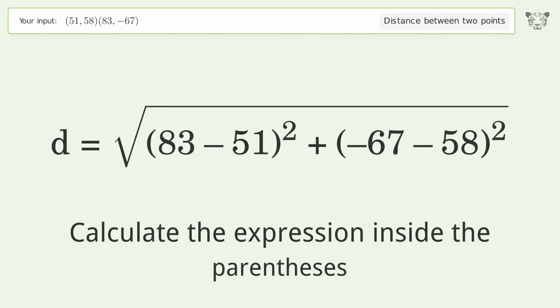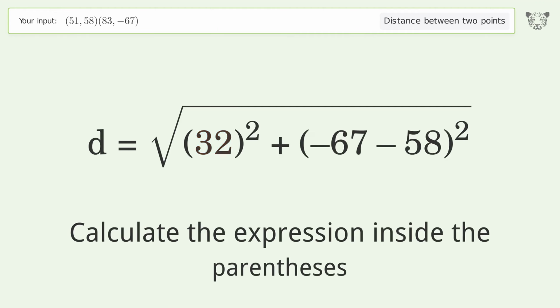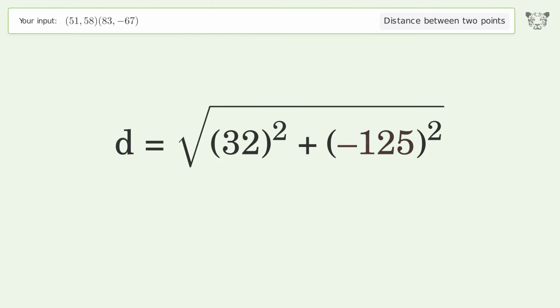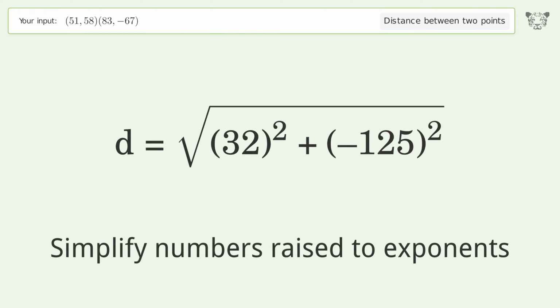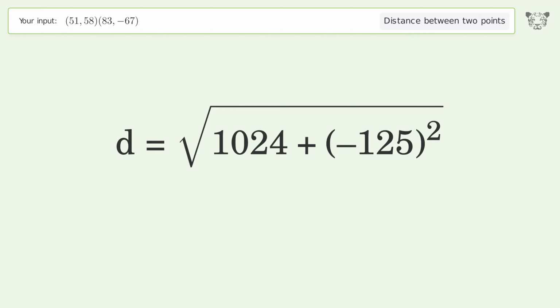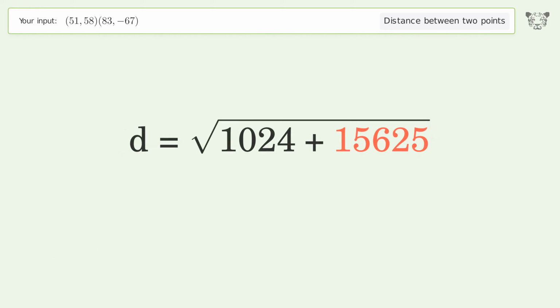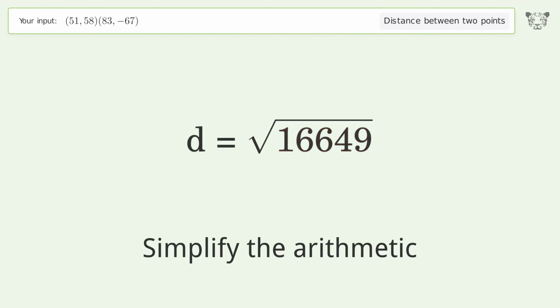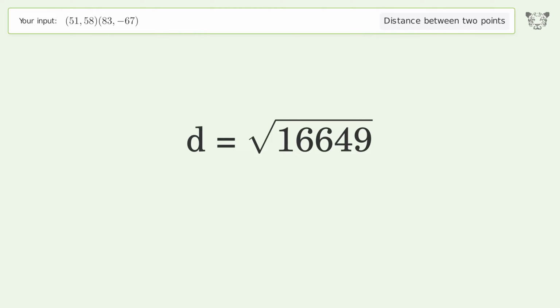Calculate the expression inside the parentheses. Simplify numbers raised to exponents. Simplify the arithmetic. And so the distance between the 2 points is the square root of 16,649, or 129.031.